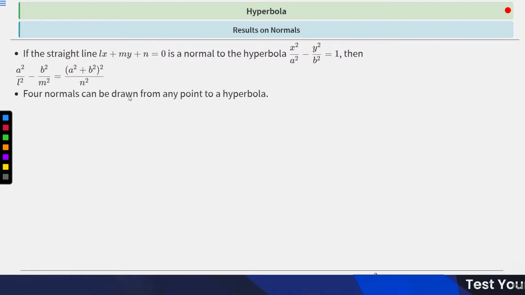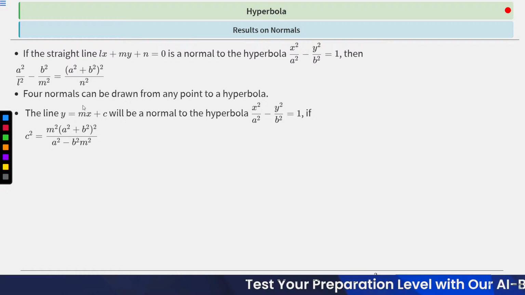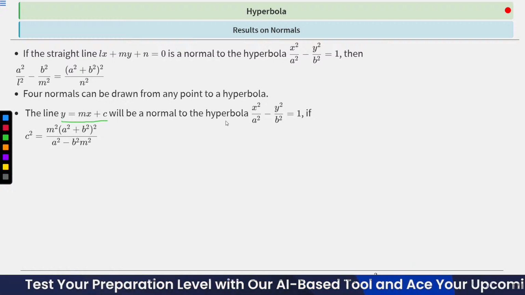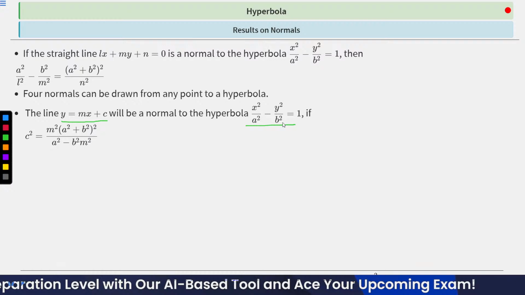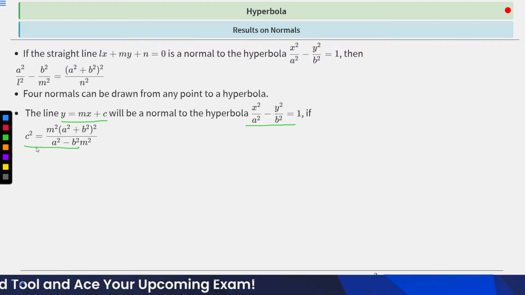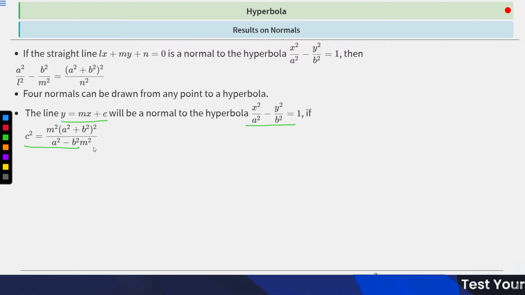Four normals can be drawn from any point to a hyperbola. The line y = mx + c will be normal to the hyperbola x squared by a squared minus y squared by b squared equals 1 if this condition follows: c squared is equal to m squared (a squared + b squared) whole squared divided by (a squared − b squared m squared).